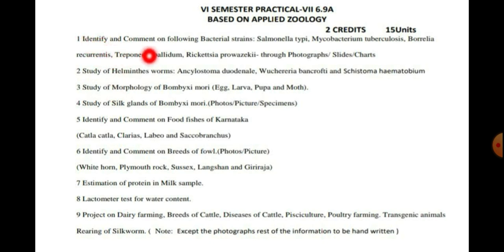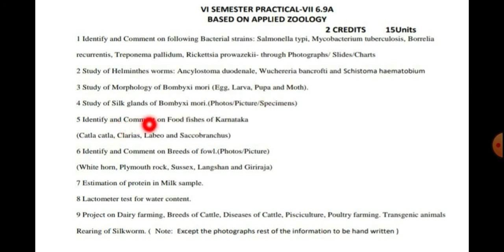The first question is to identify and comment on the following bacterial strains. Here you can study Salmonella typhi, Mycobacterium tuberculosis, Borrelia. These are the different strains. And then study of helminth worms. You'll study some of the worms. And then morphology of Bombyx mori, that is the silkworm. There you can study larva, pupa and moth. And then study of the silk gland, which you can study with the help of photographs and pictures.